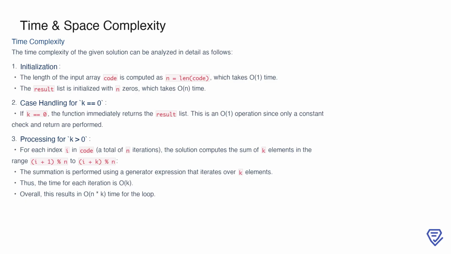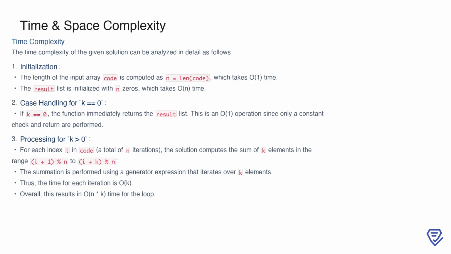To analyze the time complexity of our solution, we begin by looking at the initialization steps. First, the length of the input array, n, is determined, which is a simple operation taking constant time, O(1). Next, we initialize the result list with n zeros, which requires allocating space proportional to the size of the input, so this step takes O(n) time.